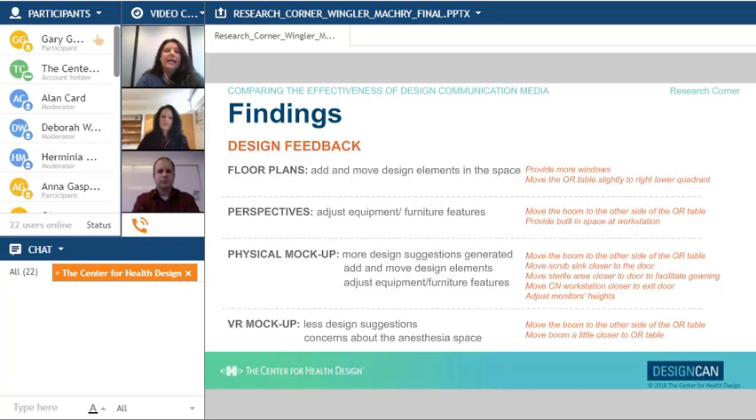And then design feedback. It's not only interesting to see that the physical mock-up really inspired more design feedback, but also the types. For instance, with the floor plans, the design suggestions were more about adding or moving design elements in the space. And then perspectives is more about adjusting the features of the equipment. And then the physical mock-up was kind of everything, all of those things. And the VR mock-up was really not as good for design suggestions, it did not elicit many design suggestions.